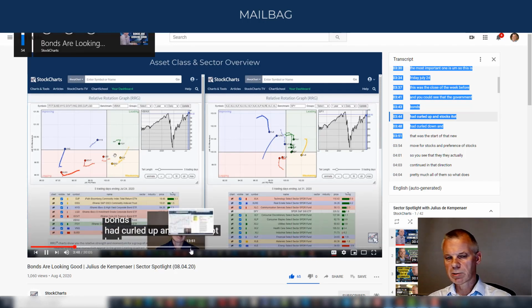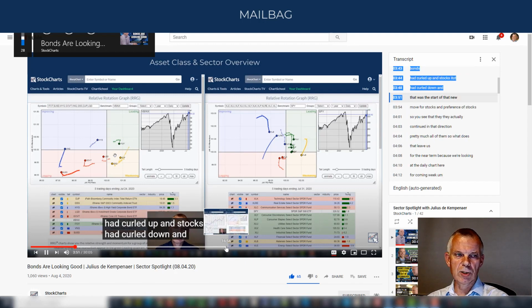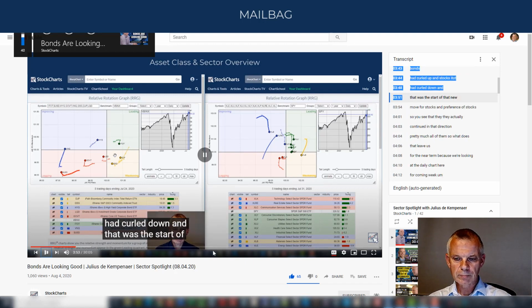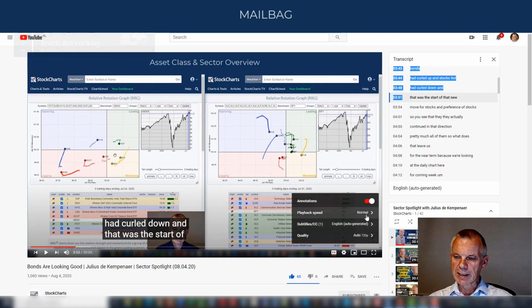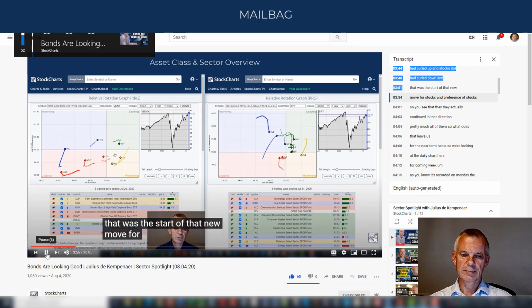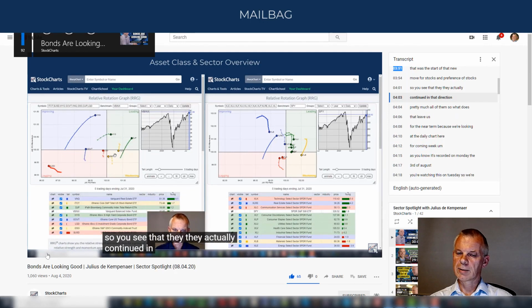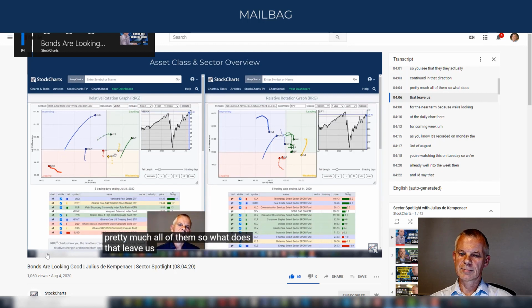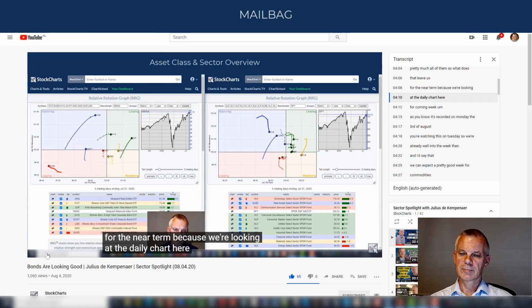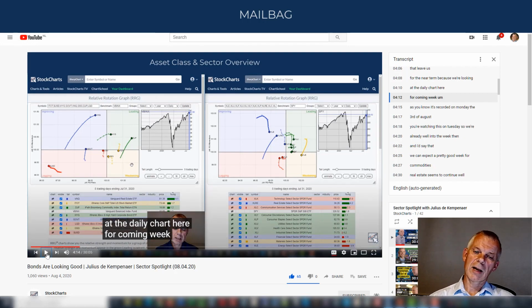Stocks ITOT had curled down, and that's just me talking at normal speed. We can put that to, let's say, 1.5, and let's see what happens now. That new move for stocks and preference of stocks. So you see that they actually continued in that direction, pretty much all of them. So what does that leave us for the near term, because we're looking at the daily chart here, for coming week?